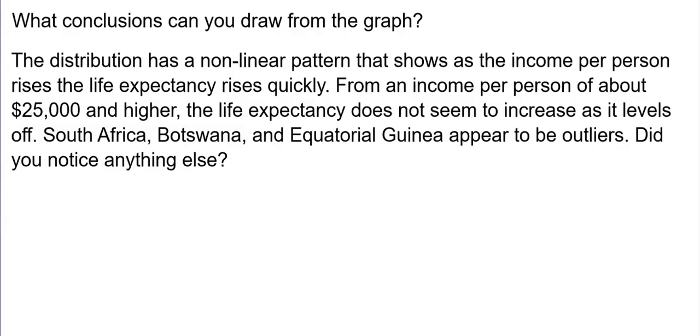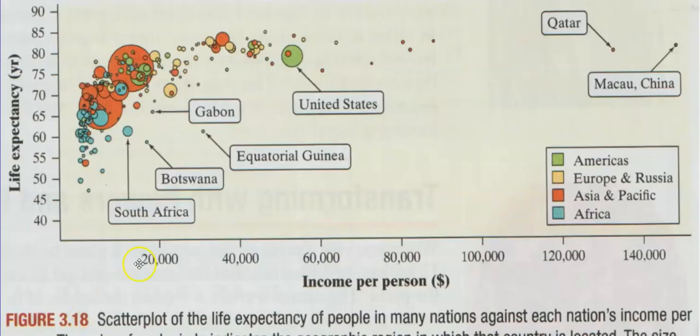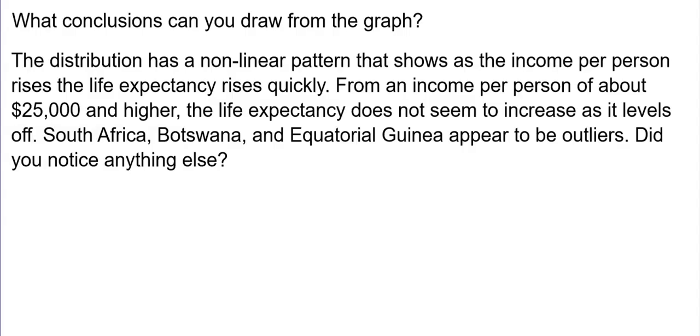All right, South Africa, Botswana, Equatorial Guinea appear to be outliers. Did you notice anything else? These ones, South Africa, Botswana, Equatorial Guinea, are all significantly lower than the curve I would use to describe that scatter plot. Did you notice anything else? Talk to me about it when we come back.